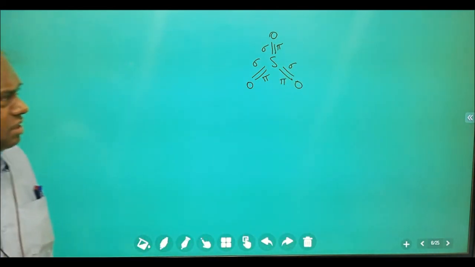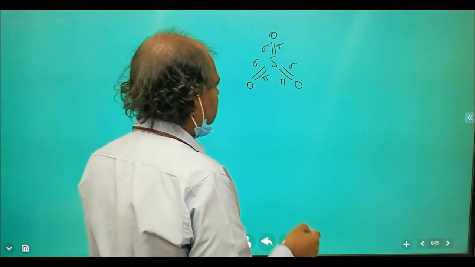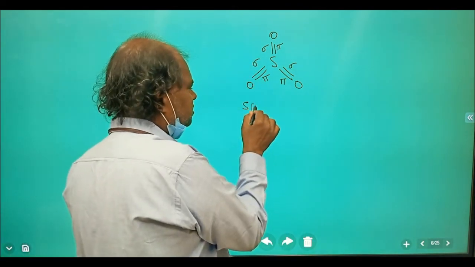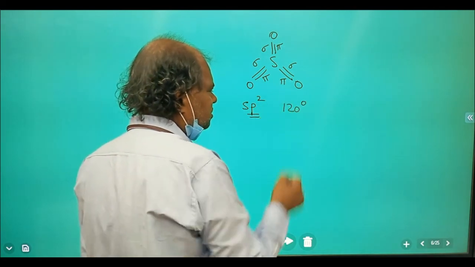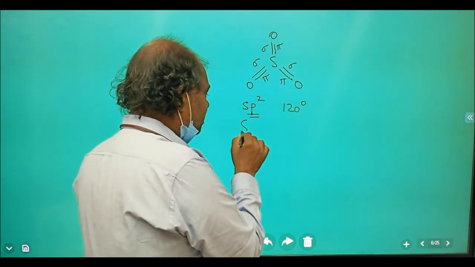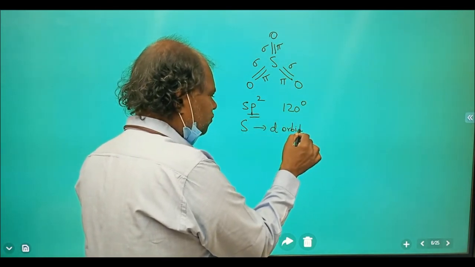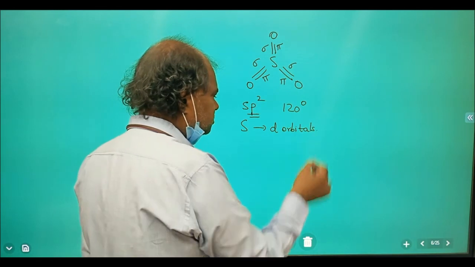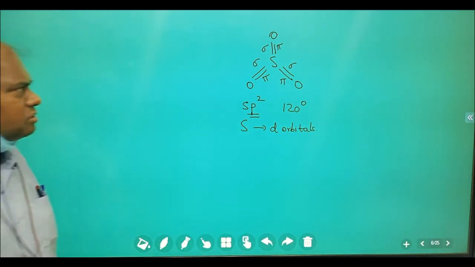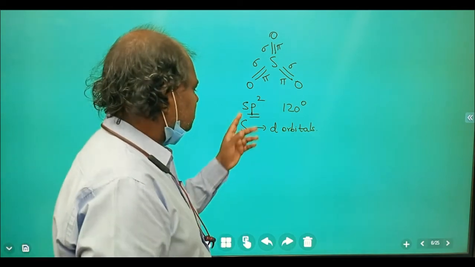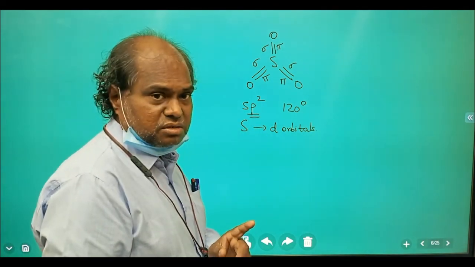The question they will ask you in the exam is how are these pi bonds formed? See here, what is the hybridization? sp2. What is the angle? 120. Correct. And please remember, sulfur has d orbitals. Very, very important. So don't forget that sulfur has got d orbitals. So sulfur is sp2, but sulfur has d orbitals.